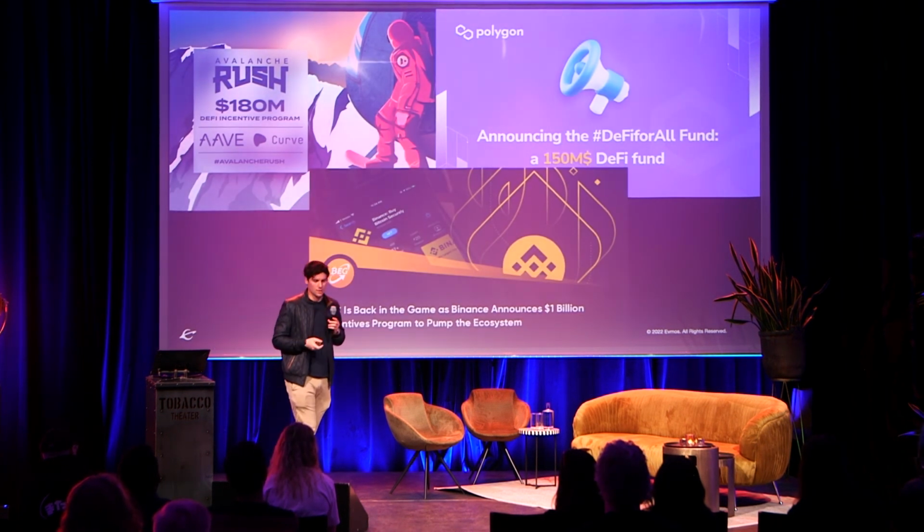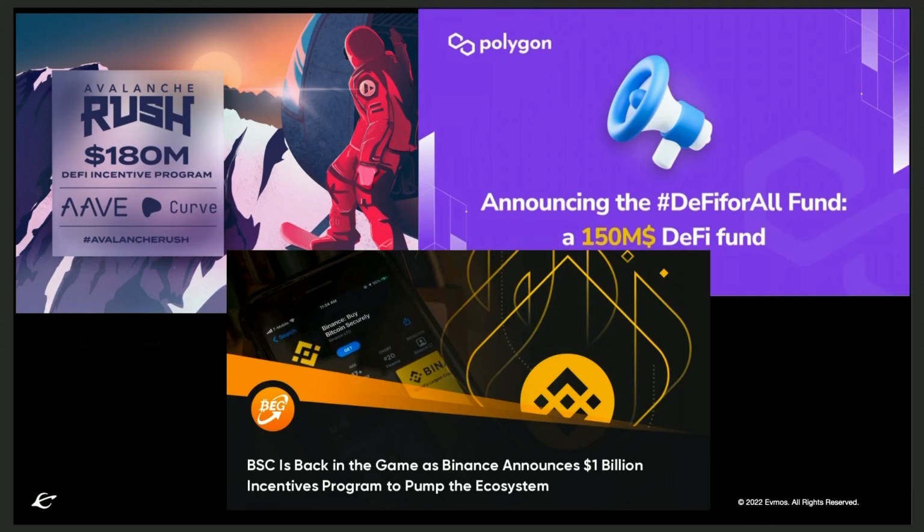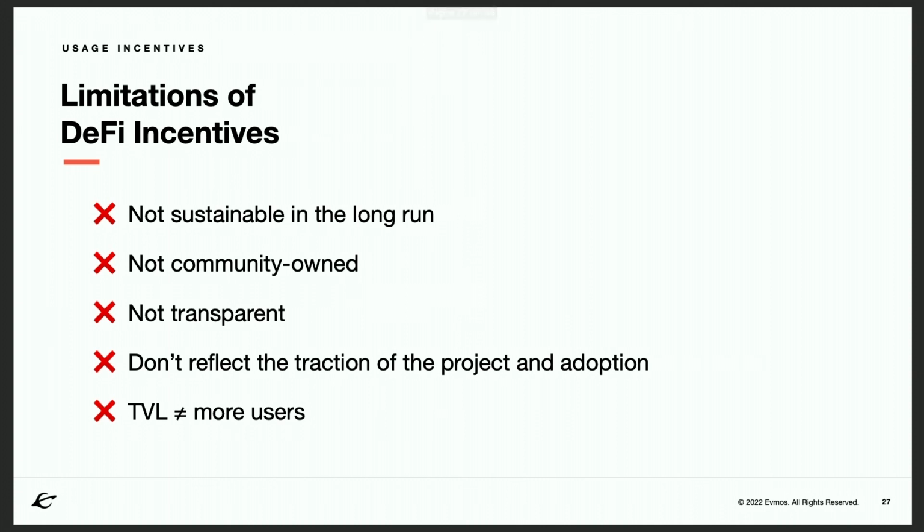So we can find Avalanche Rush, Polygon DeFi for All, and DeFi Summer. And BSC also had an incentive program that is basically trying to attract new users to provide liquidity for all the DeFi applications, but it has certain limitations. The limitations of these DeFi incentive programs is that they're not sustainable. It's only a one-off program that basically allocates $100 million for incentives, but it's usually also not community-owned.